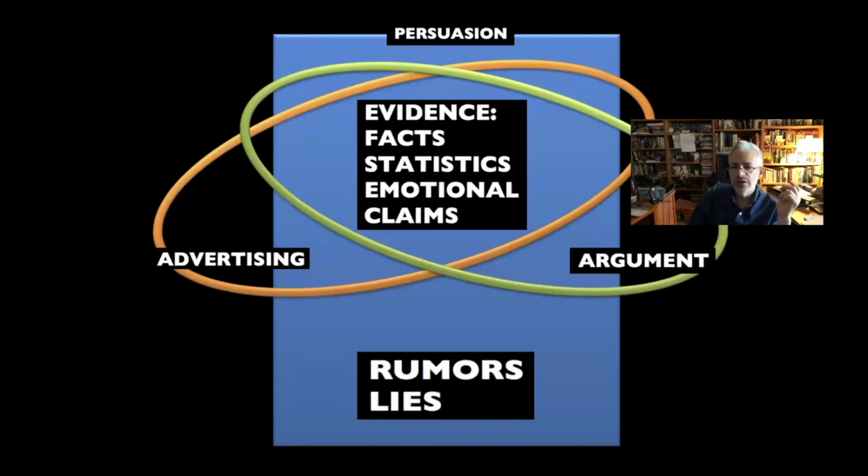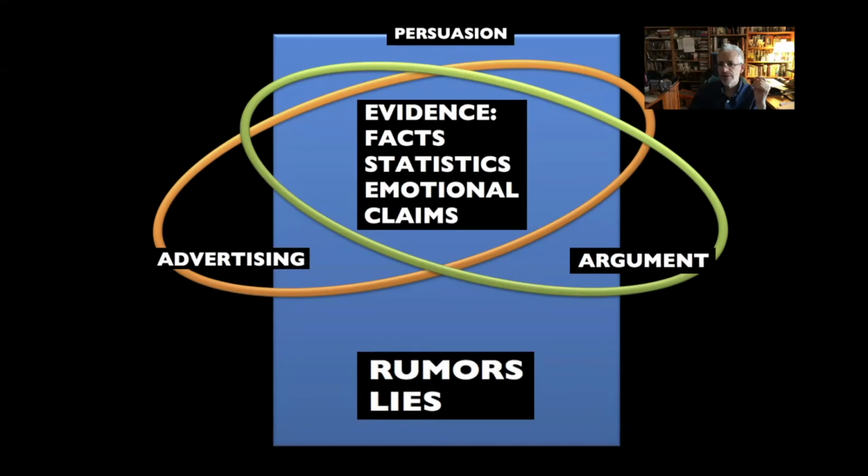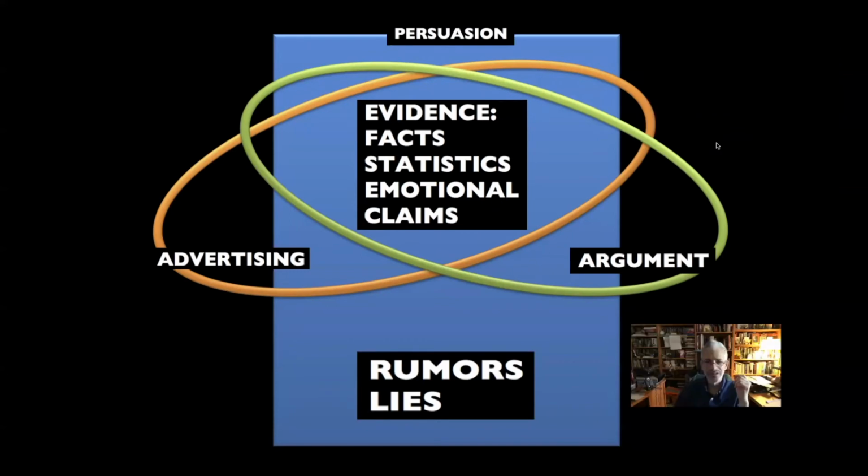Okay, so here's how I would then organize it. I told you I was going to use shapes. So here are some shapes. Ooh, I'll put myself down here. Okay, so there's persuasion, and in persuasion there's evidence, facts, statistics, emotional claims. Okay, fine. And argument uses these things.